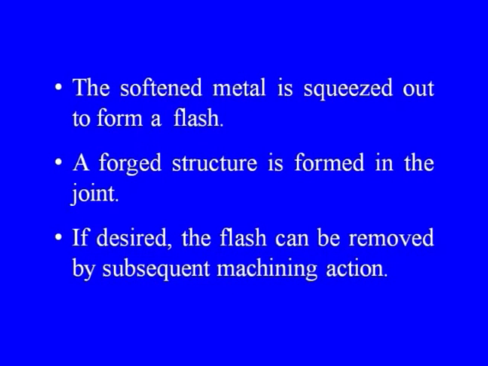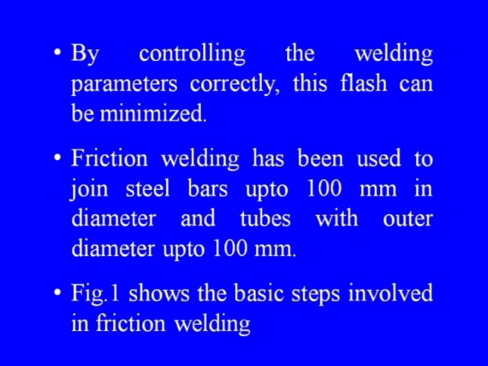The softened metal is squeezed out to form a flash. The forged structure is formed in the joint. If desired, the flash can be removed by subsequent machining action also. By controlling the welding parameters correctly, this flash can be minimized. Friction welding has been used to join steel bars up to 100 millimeter in diameter, and tubes with outer diameter up to 100 millimeter.